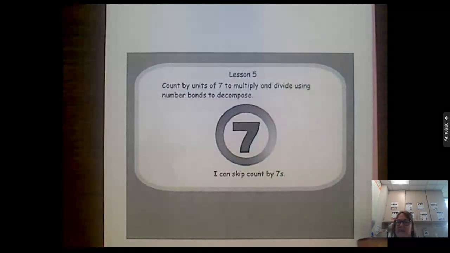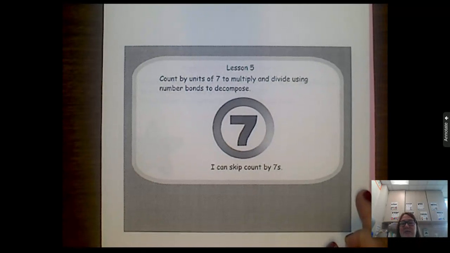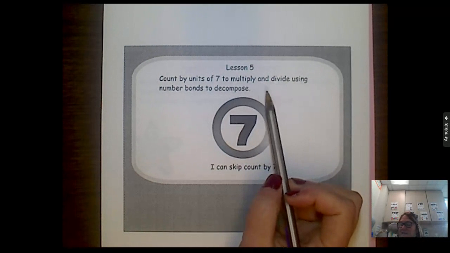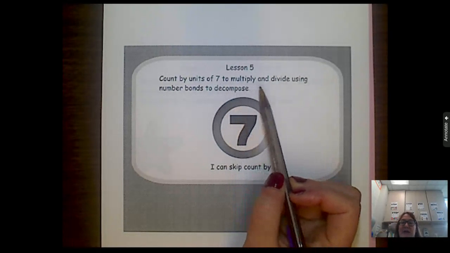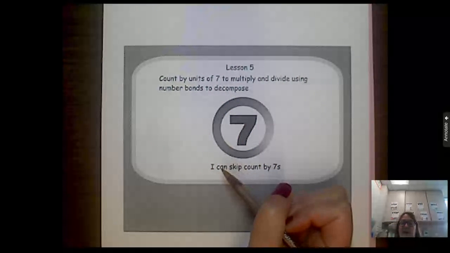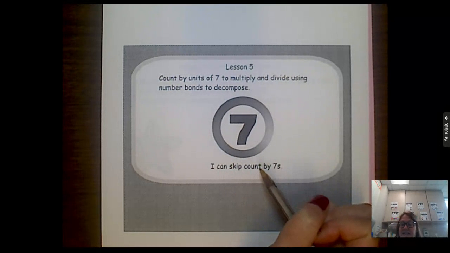But before that today, let's take a look at our lesson objective and I can statement for today. For Lesson 5, we are going to be counting by sevens today to multiply and divide. And then our I can statement is: I can skip count by sevens.